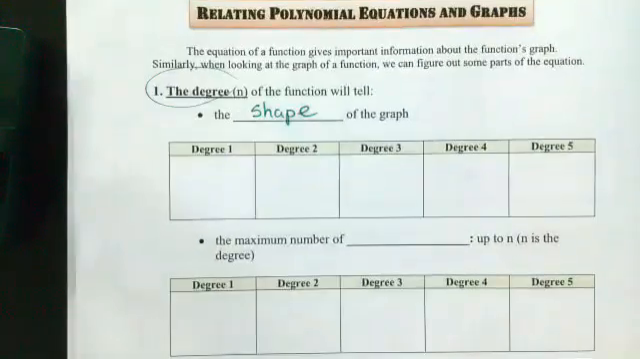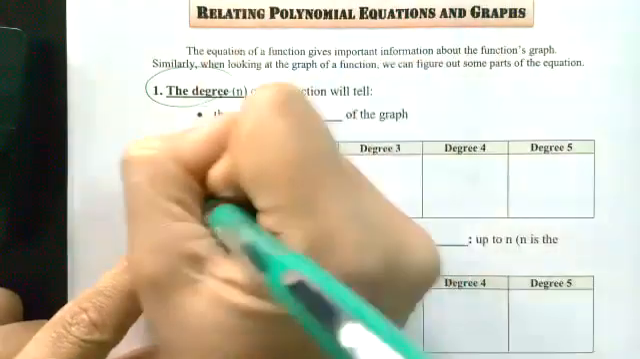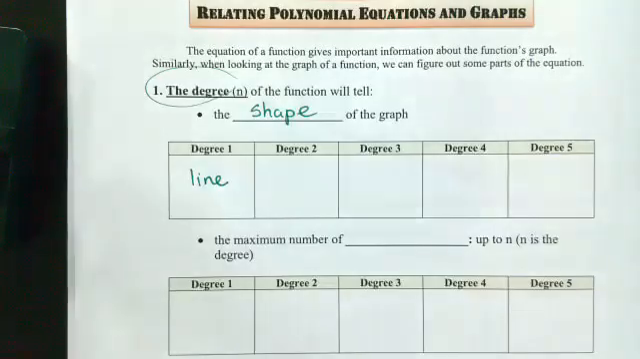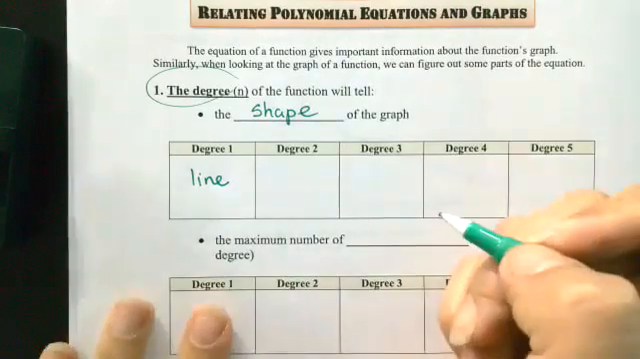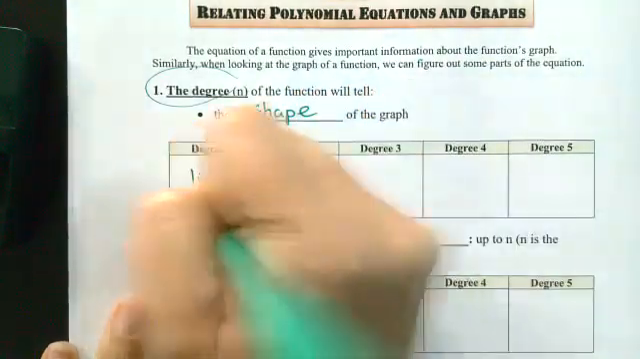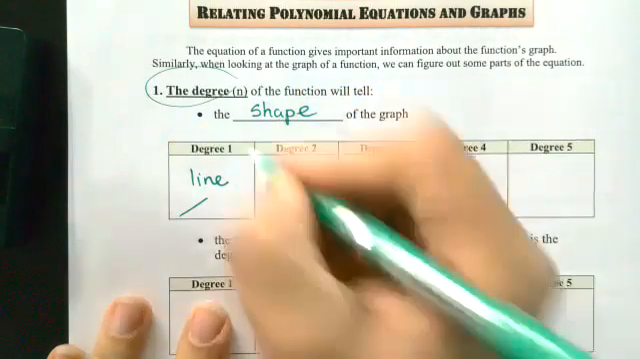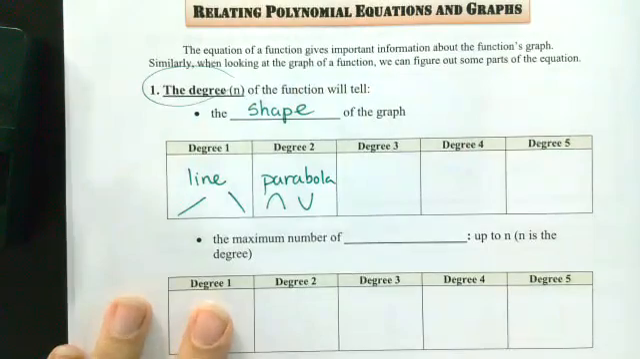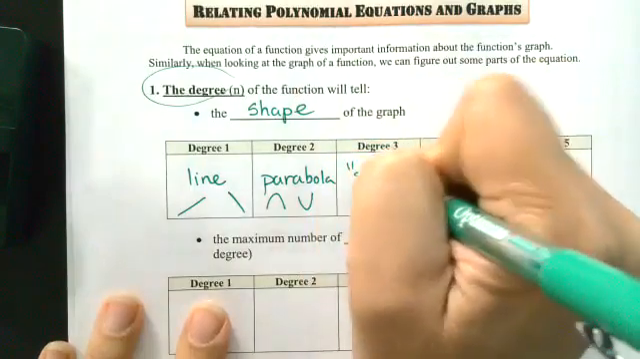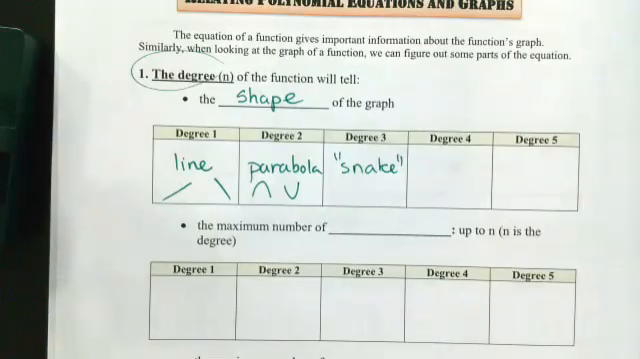And you already know a couple of shapes. If it's linear or degree 1, the shape will be a line. That's right. If it's degree 2 or quadratic, the shape will be a parabola. A line, a parabola. We don't know which direction though, we just know the shape. Degree 3, I call it the snake. Thank you for remembering that. I put it in quotation marks because it's not a mathematical term. It's just a term for you to remember the shape.